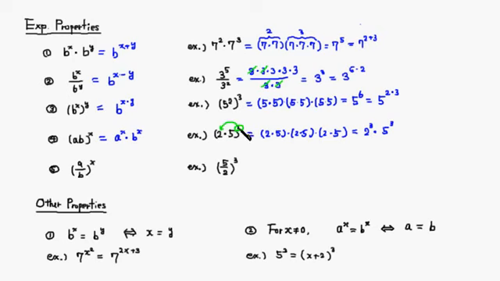So you can think of it as distributing power 3 to each base. The first base is 2, and the second base is 5. So you have 2 cubed times 5 cubed. That's why a times b raised to the x is equivalent to a to the x times b to the x.